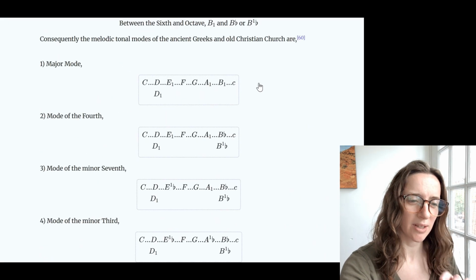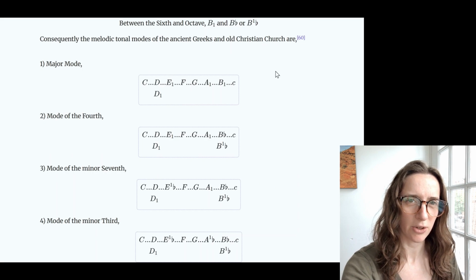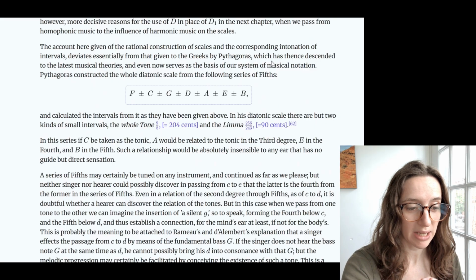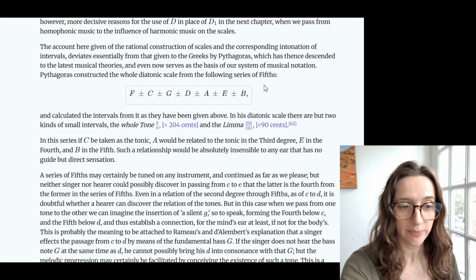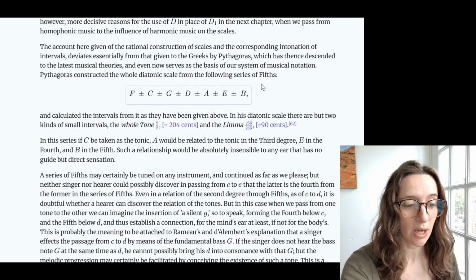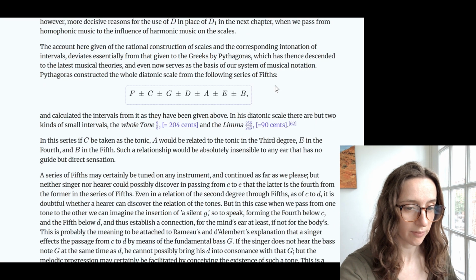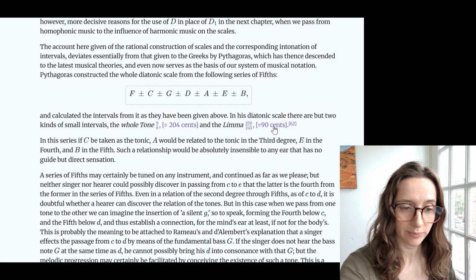I maybe could hear the difference in this E in the third, but even that I'm not sure of. Now, when we construct Pythagoras' diatonic scale from this series of fifths, we get two kinds of intervals: a whole tone and the lemma.